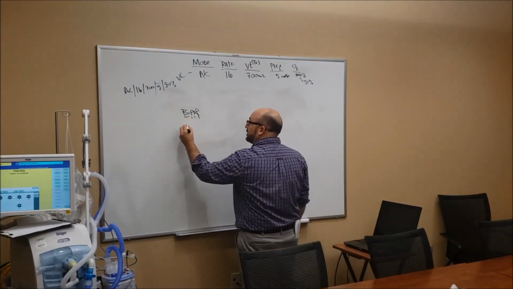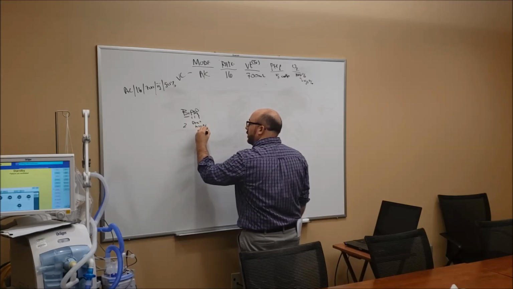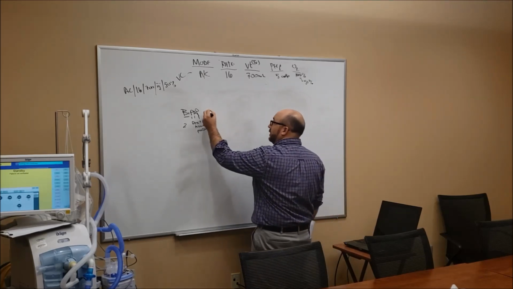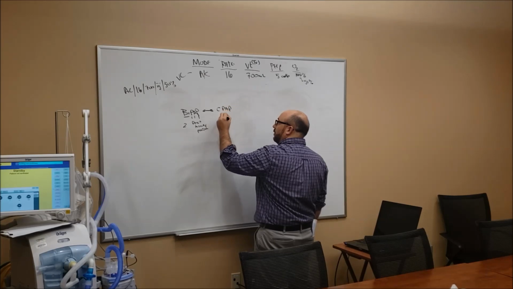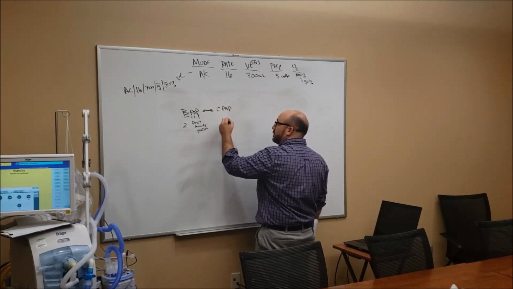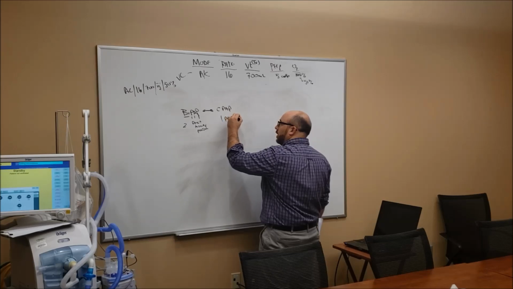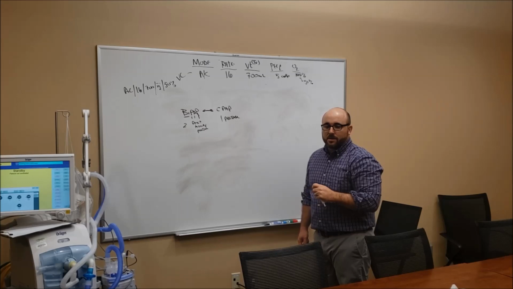So bi means two, and this is positive airway pressure. So there are two airway pressures. Our machines can either do BiPAP or CPAP. Remember I said CPAP is continuous positive airway pressure. That's one pressure. What is CPAP commonly used for? What disease processes?